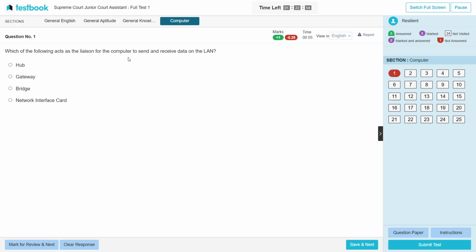Which of the following acts as the liaison for the computer to send and receive data on the LAN? Bridge. To view all PowerPoint as web slideshow. Set the shortcut key to get the copyright symbol in MS Word.